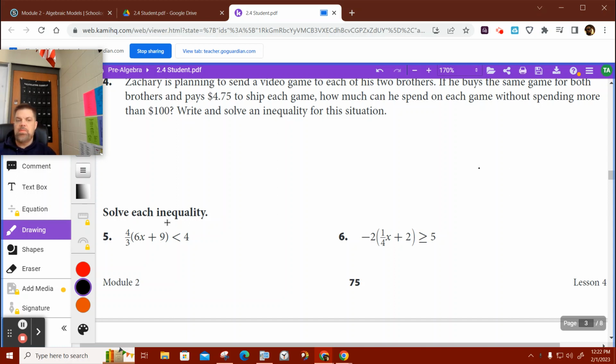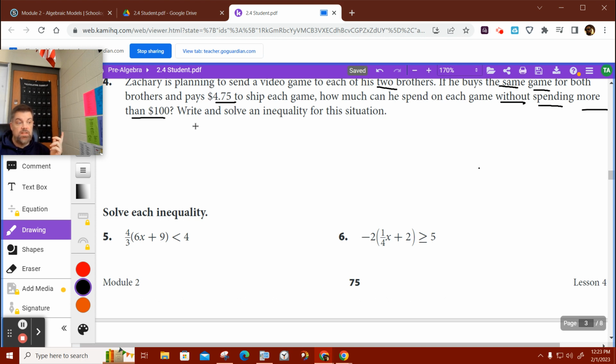All right, so now for problem number 4 on your turn, it says Zachary is planning to send a video game to each of his 2 brothers. If he buys the same game for both, now this is probably going to involve some sort of cost. So when they say same game for both, and he has 2 brothers, that's going to be relevant to our inequality. And pays $4 to ship each game. How much can he spend on each game without spending more than $100?